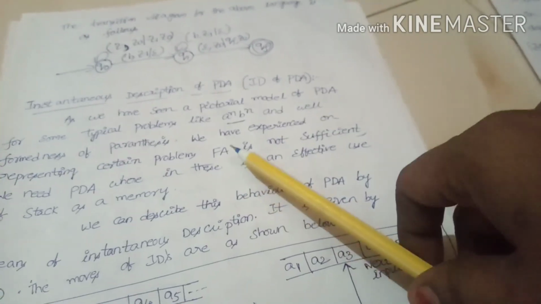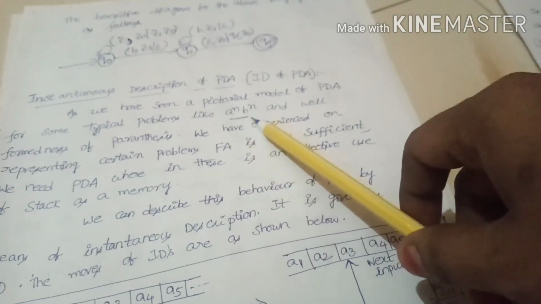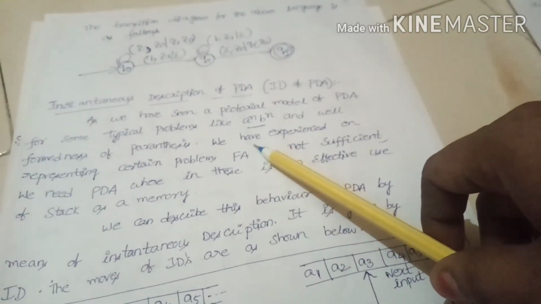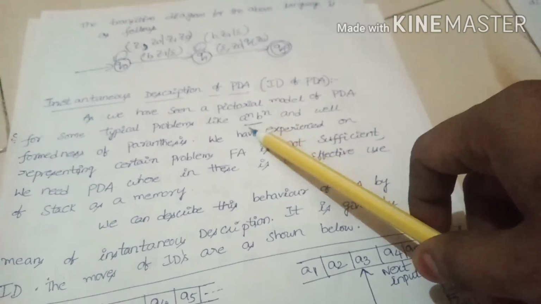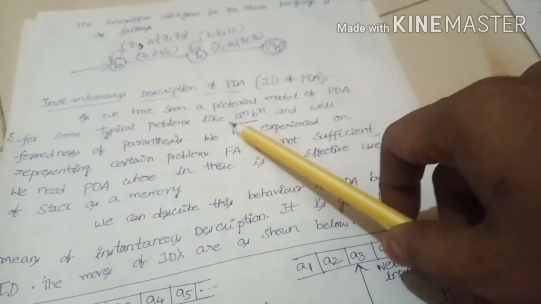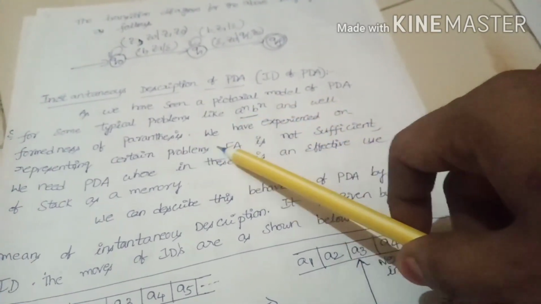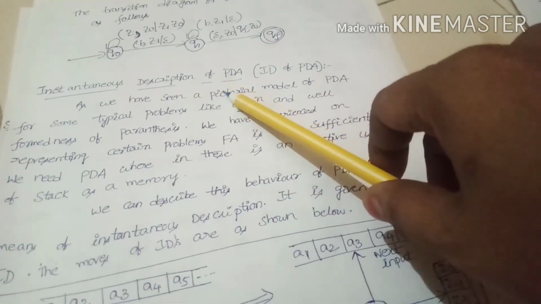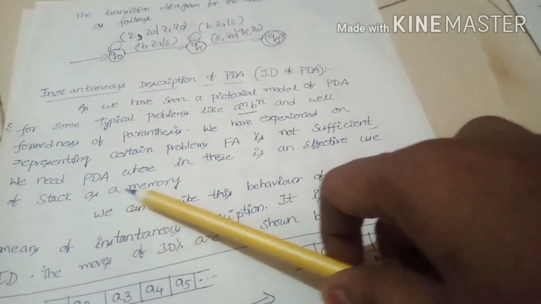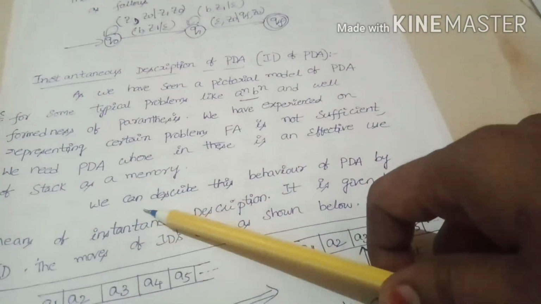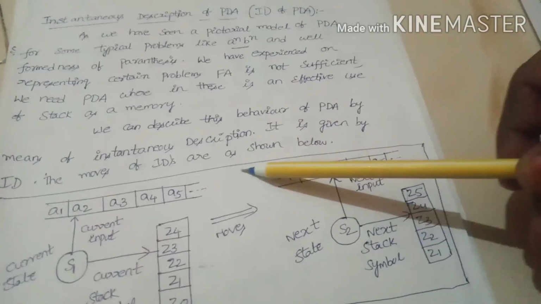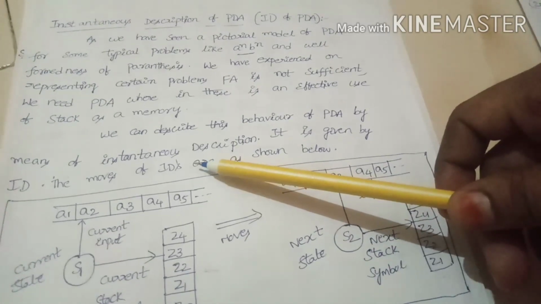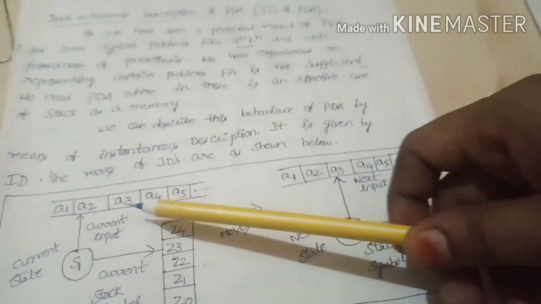In FA, we cannot accept a power of n, b power of n, that is why we use the pushdown automata. In the pushdown automata, for a power of n, b power of n, and other typical problems, we use the instantaneous description of PDA. Here we need a PDA that effectively uses a stack as memory. We can describe this behavior of PDA by means of instantaneous description, given by ID.